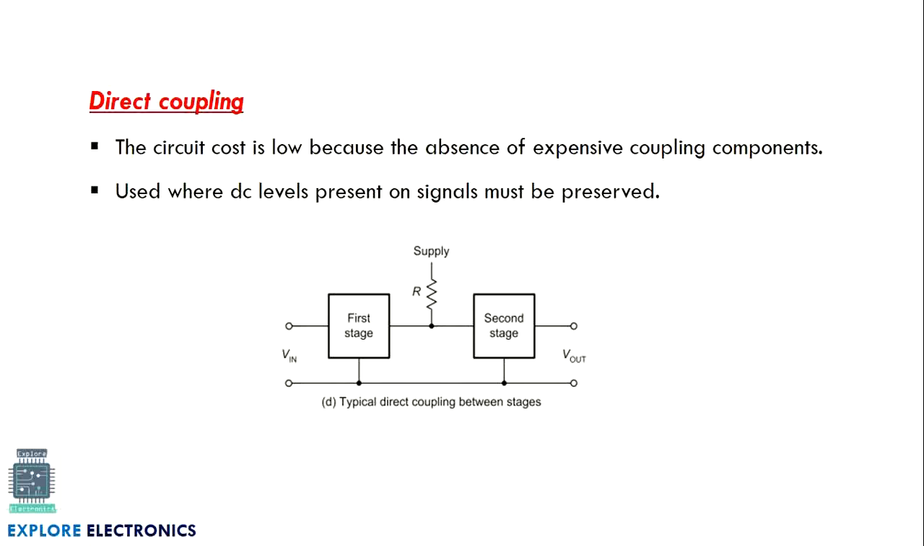So here we have discussed starting with the amplifier and then the amplifier characteristics such as gain, bandwidth, frequency response and negative feedback. Negative feedback is required for the amplifier, along with its advantages, and then different methods of coupling.